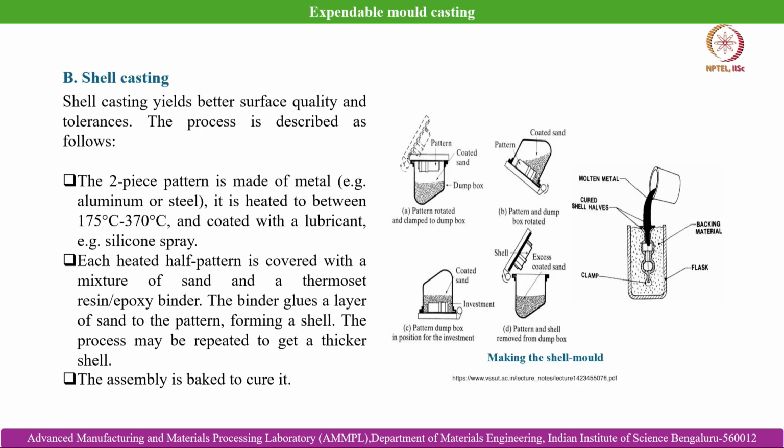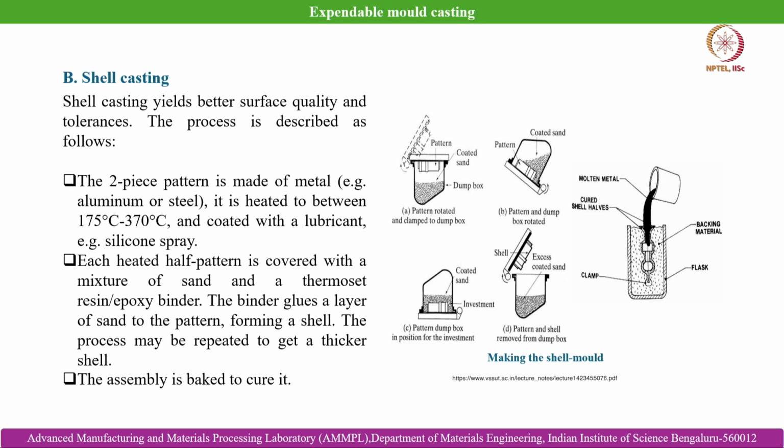Then we will move to shell casting. Shell casting yields better surface quality and tolerances. The process is described as follows. The two piece pattern is made of metal, that is aluminum or steel, and it is heated to between 175 to 370 degree centigrade and coated with a lubricant, that is silicon spray.